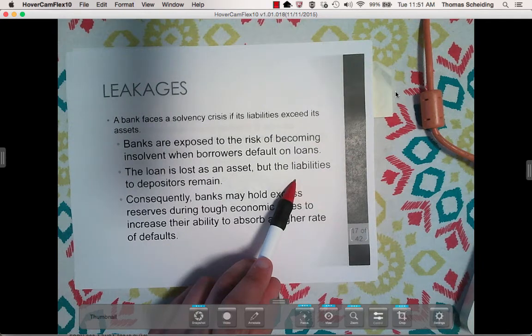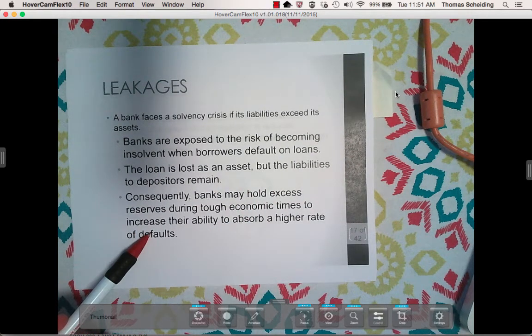And so then you've got one or two options. Either the bank held some extra money.